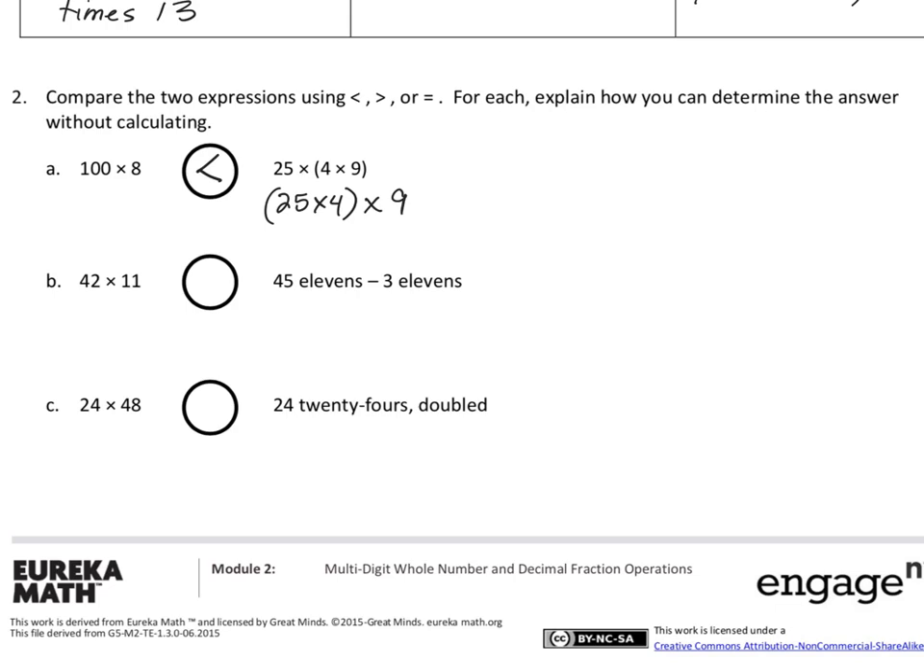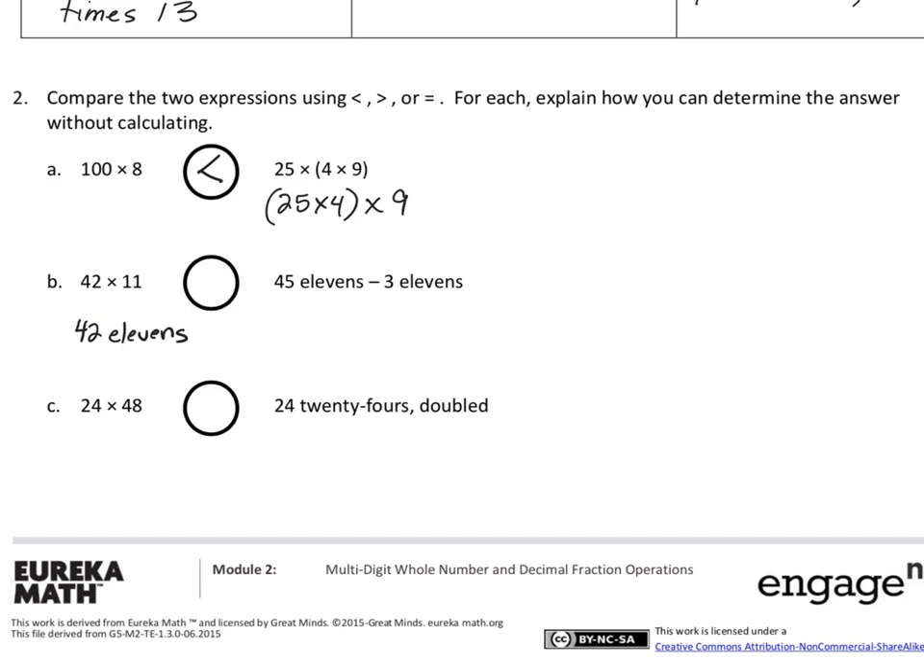B states 42 times 11, which is also another way to say that is 42 11ths. So let's go ahead and write that. And we have 45 11ths minus 3 11ths, which is equal to 42 11ths. So the answer to this is equal to. Let's look at the next problem.